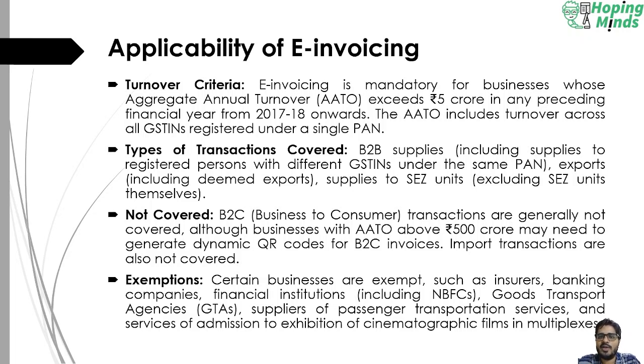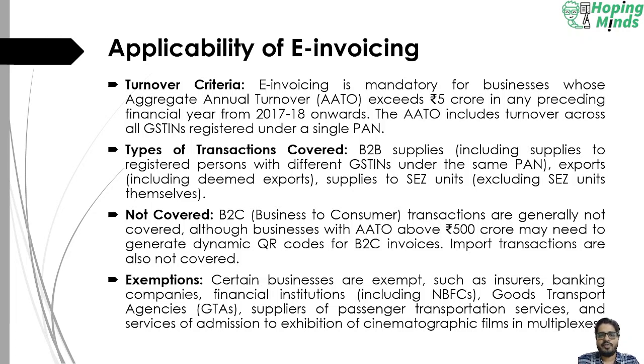So the aggregate annual turnover includes turnover across all GSTINs registered under a single PAN. So multiple GSTINs within the state or in different states must be clubbed to check this eligibility.